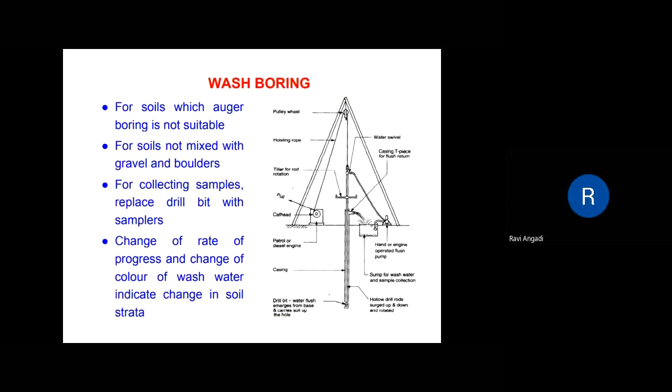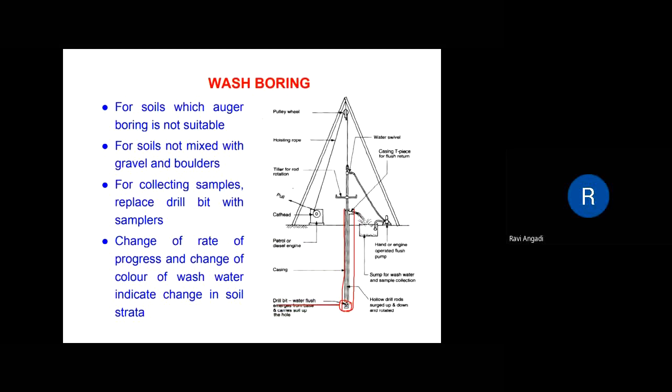Here this is a casing, the complete casing part which is inserted inside the soil, and below the casing a drill bit is fixed. You can observe the drill bit here. Then the hollow drill rod is inserted inside the casing. Then water is continuously pumped inside the hollow casing, and it again drills inside the soil.